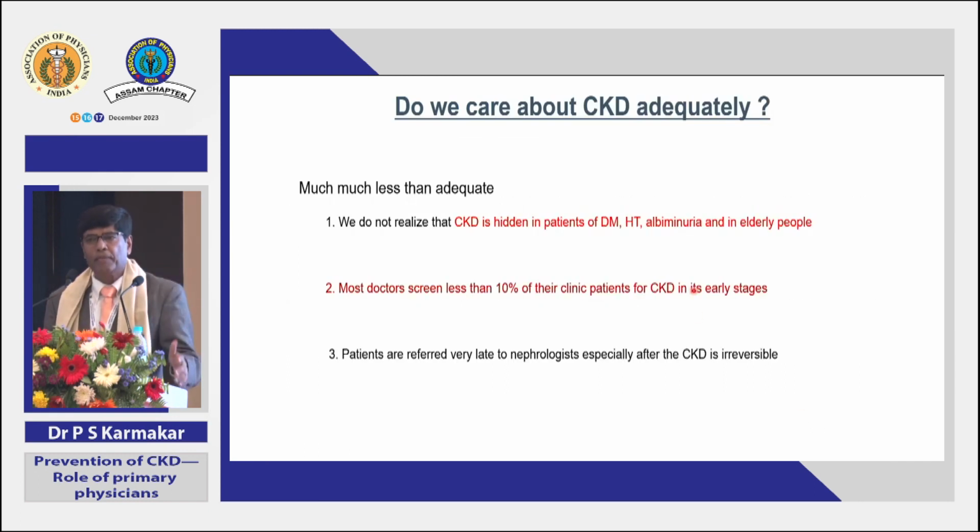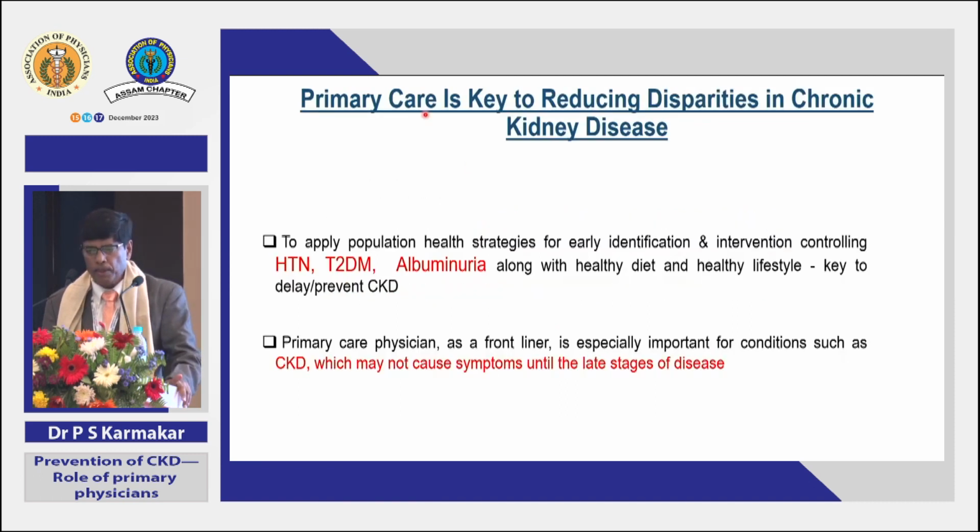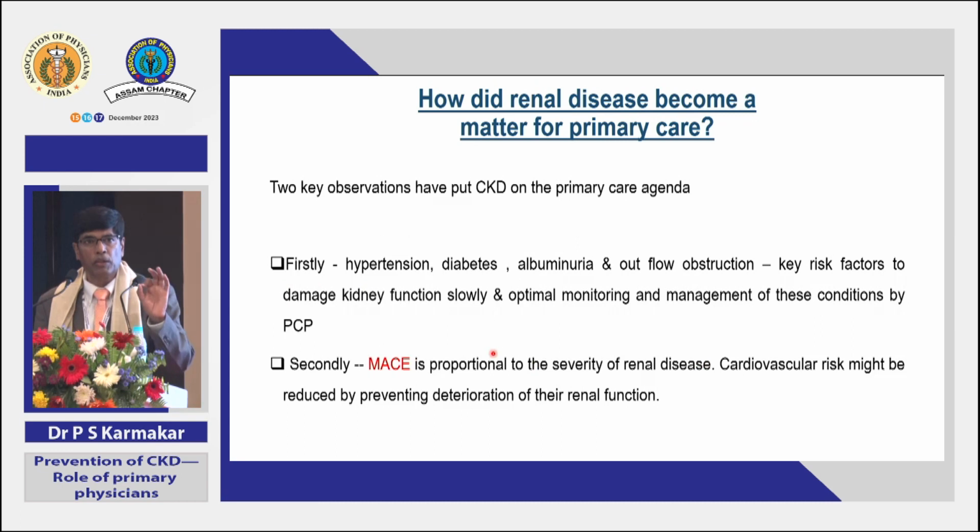Now coming to, do we care about CKD adequately after knowing all these things? Much, much less than adequate. We do not realize that CKD is hidden in patients of diabetes mellitus, hypertension, albuminuria, and elderly people. The seeds of future CKD are lying in these: DM, hypertension and albuminuria, and outflow obstruction and elderly people. So we have to care for all these persons. Most doctors screen less than 10% of their clinical patients for CKD in the early setting. So patients are referred very late to the nephrologist, especially after the CKD is irreversible. Hypertension, type 2 diabetes mellitus, albuminuria, along with outflow obstruction are to be taken care of because they are symptomatic only when they have gone advanced. The majority of them are asymptomatic. That's why you do not put in that much care as is needed.